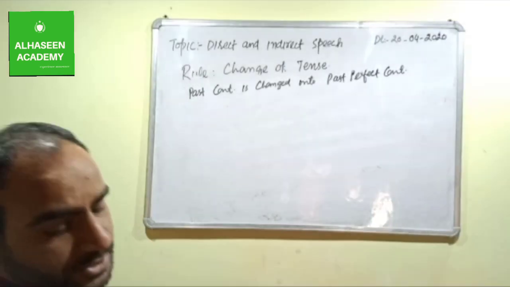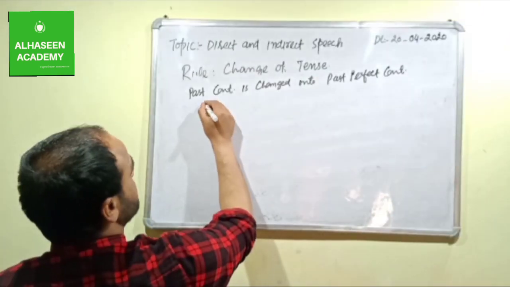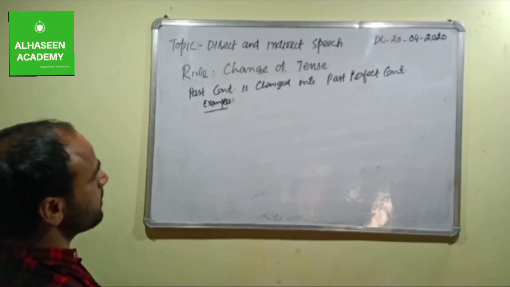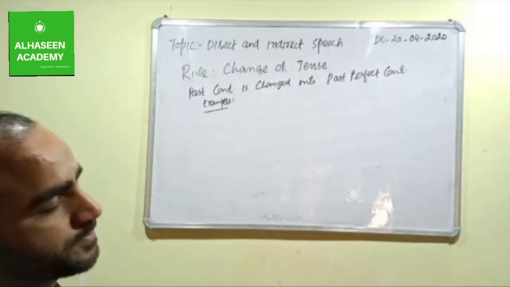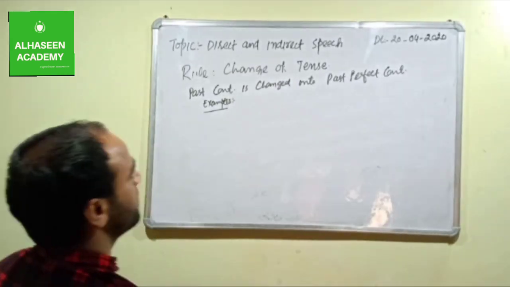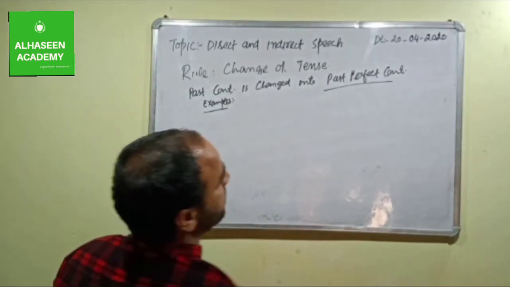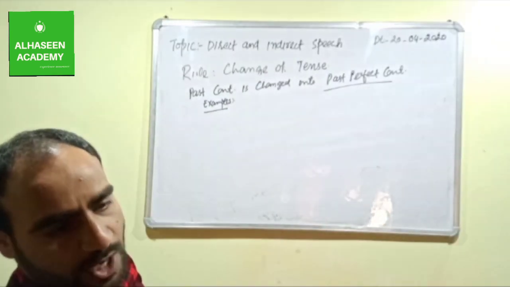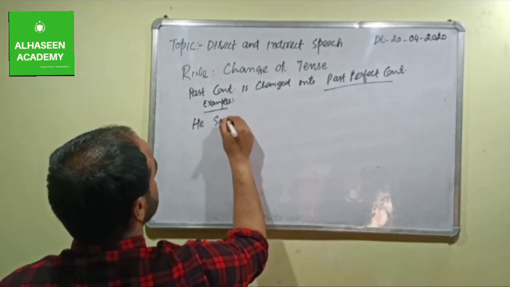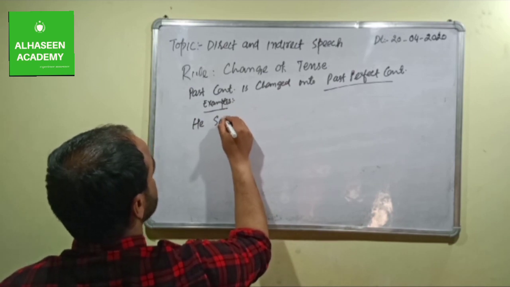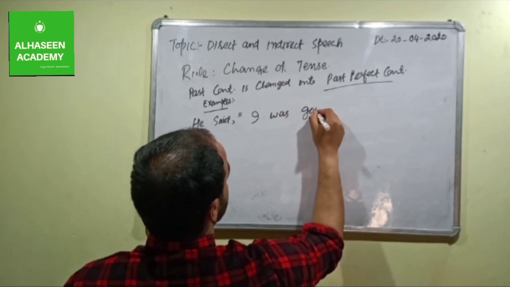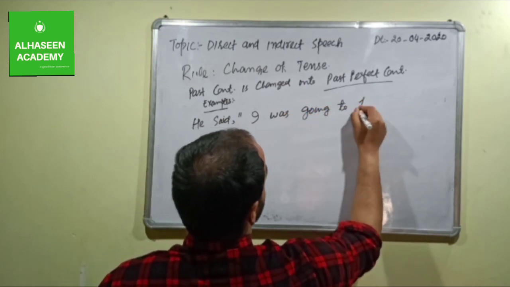This is another rule of changing of tense, and now we'll see some examples. Here you have to remember the formula for past continuous. What is the formula for past continuous? Subject plus was/were plus ing form of verb. And what is the formula for past perfect continuous? Subject plus has been/have been plus ing form of verb. Now we will put some examples here. He said, I was going to gym.